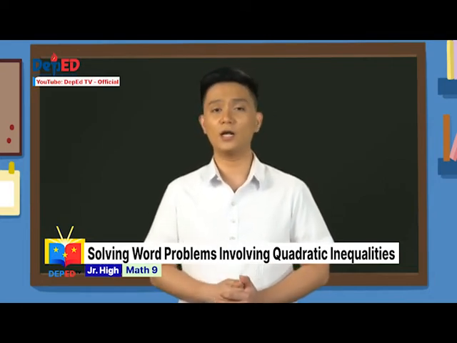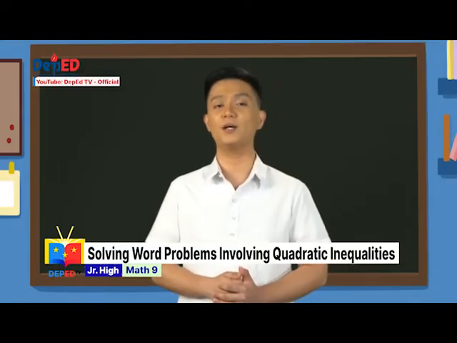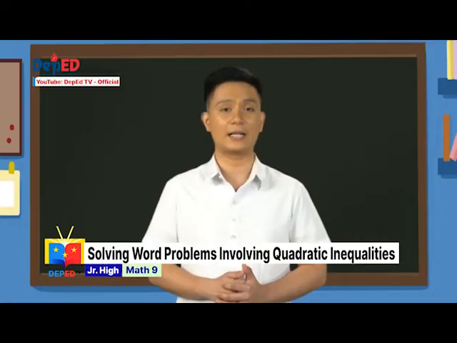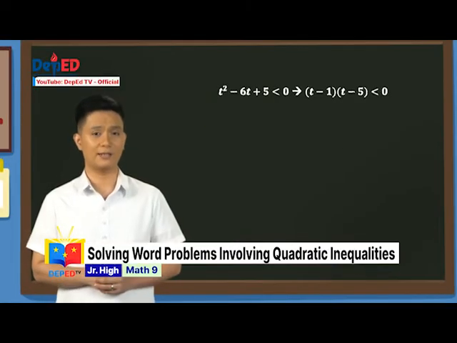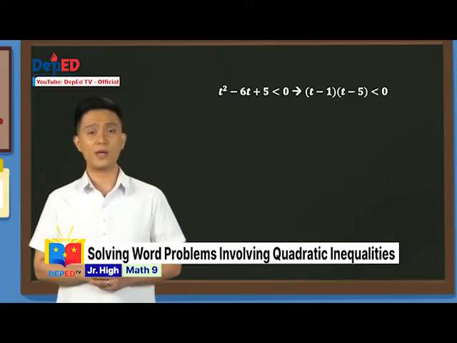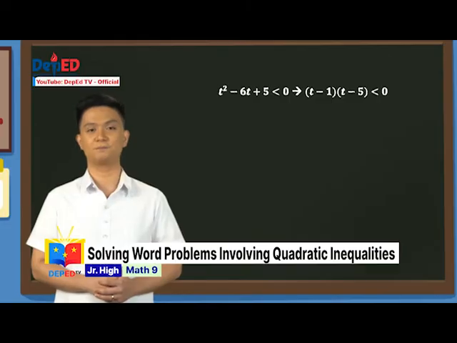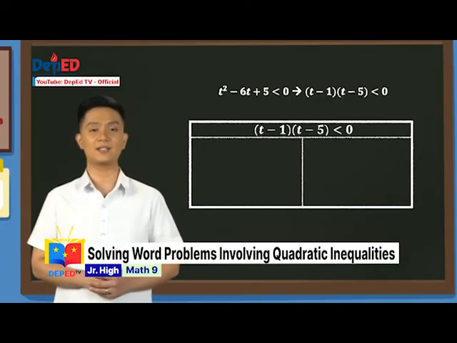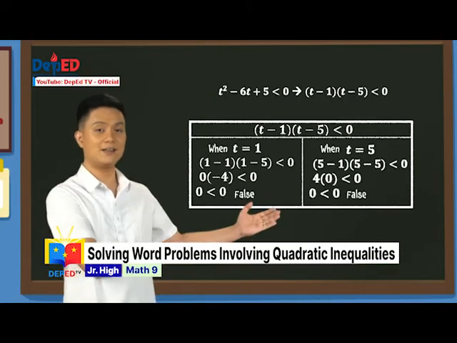Remember, we are looking for values of the variable t for which the polynomial t squared minus 6t plus 5 is negative or less than 0. We may rewrite the inequality in a way that shows the factored form of the polynomial of degree 2. Now let's test 1 and 5 against the inequality to make this crystal clear. See the computation.